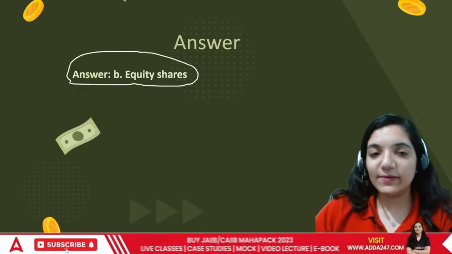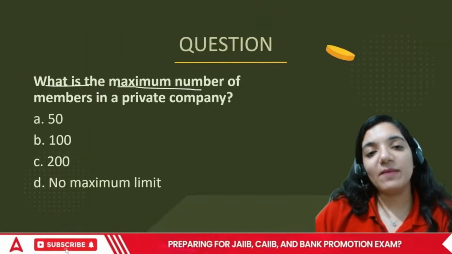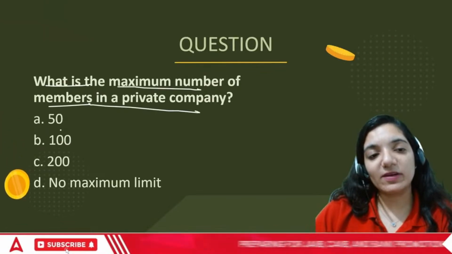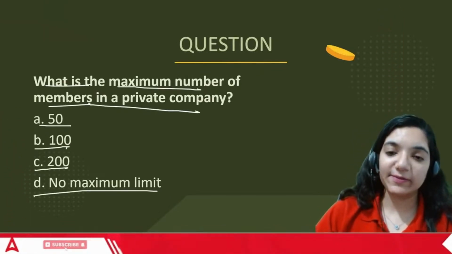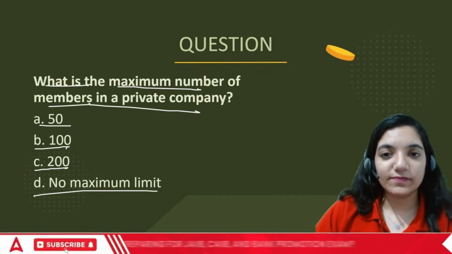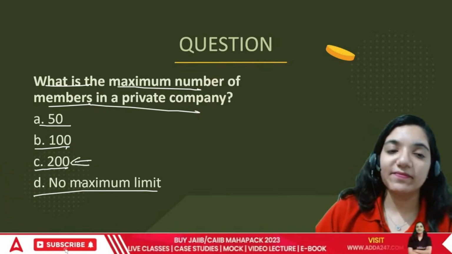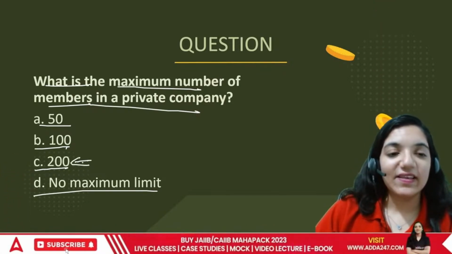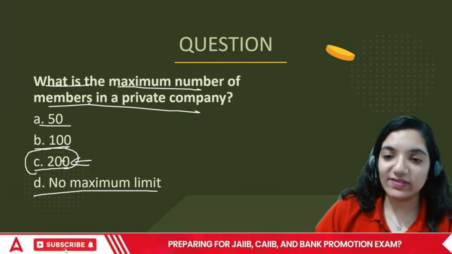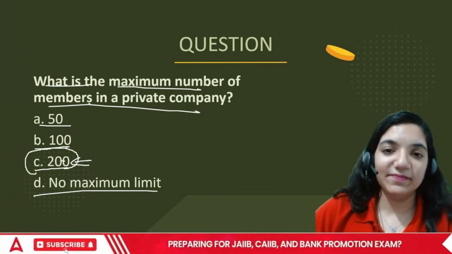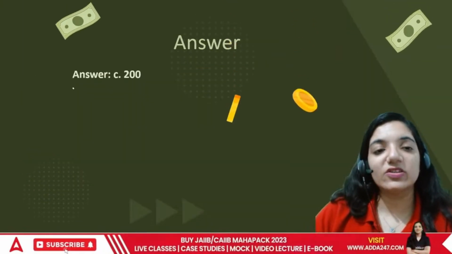Got the question, everyone? Now let's look at the next point. What is the maximum number of members in a private company? 50, 100, 200, or no maximum limit? In a private company, the maximum is 200. The maximum number of members in a private company is 200. Okay, let's move on.